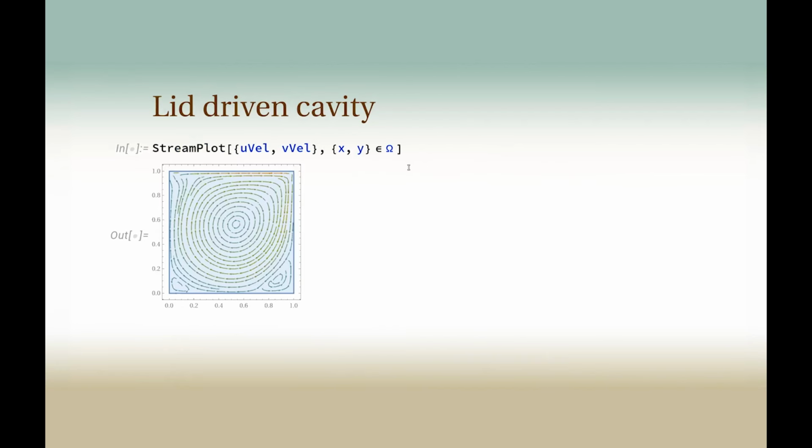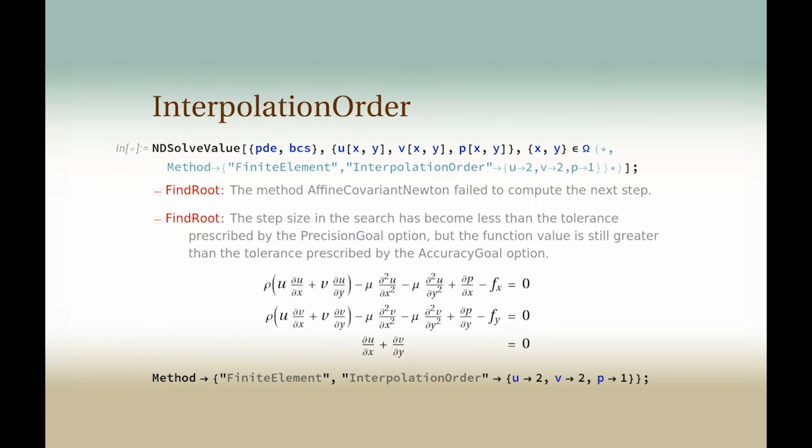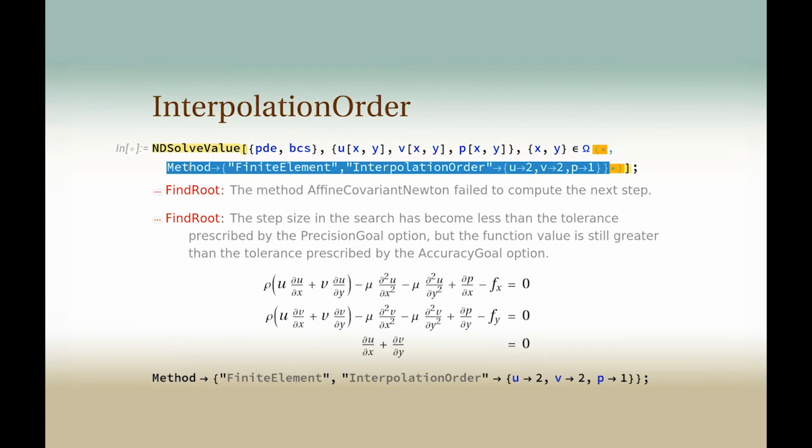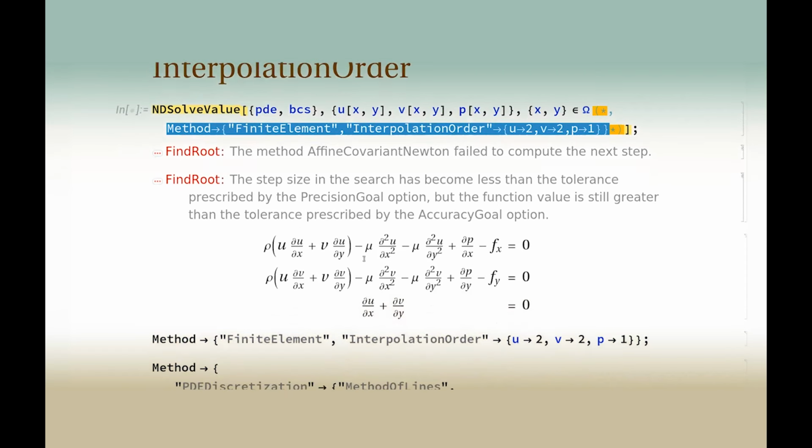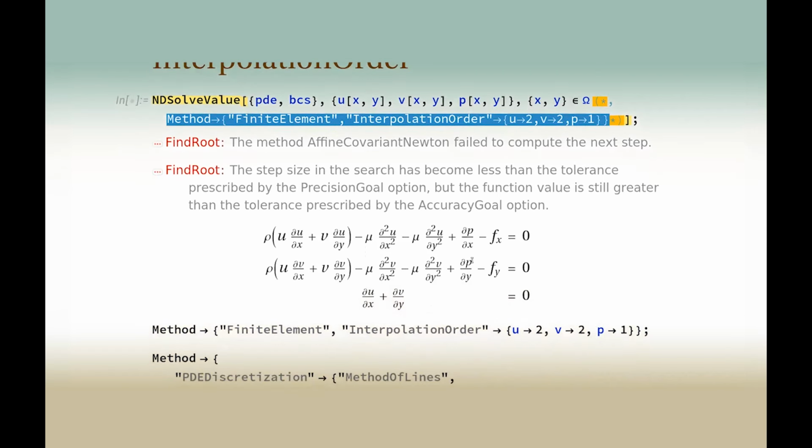So for example, in a stream plot of this, we see the fluid flow goes to the right. We have a small recirculation area here and another one here. Right, so that's that. So the thing is, if we don't specify this method option, things are not going to work out. The method has failed to compute the next step, and it's not able to solve this problem. And the reason is, if you look at this equation, we have a pressure here, a pressure here, there's no pressure here in this case.